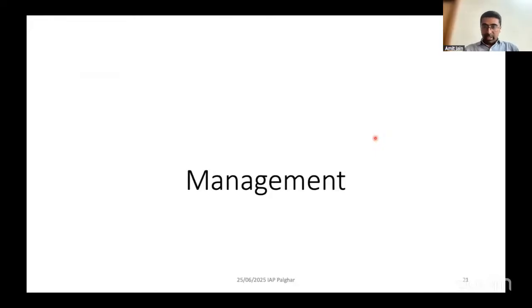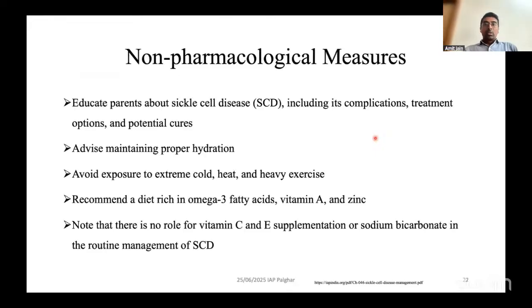Now moving to management of these patients. There are certain non-pharmacological measures. We should educate the patient and parent about sickle cell disease complications, treatment, and whether there are potential cures. They should maintain proper hydration, avoid extreme temperatures like extreme cold and extreme heat, and avoid heavy exercise.